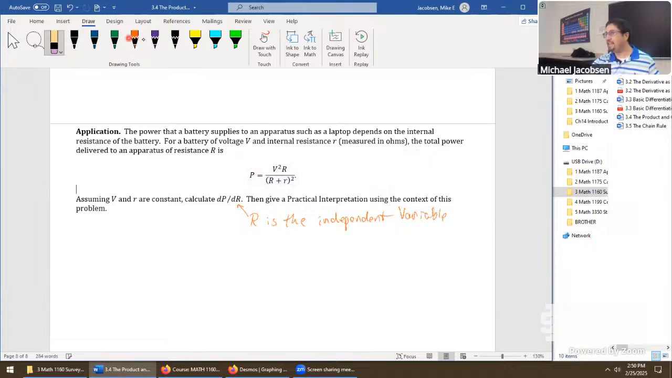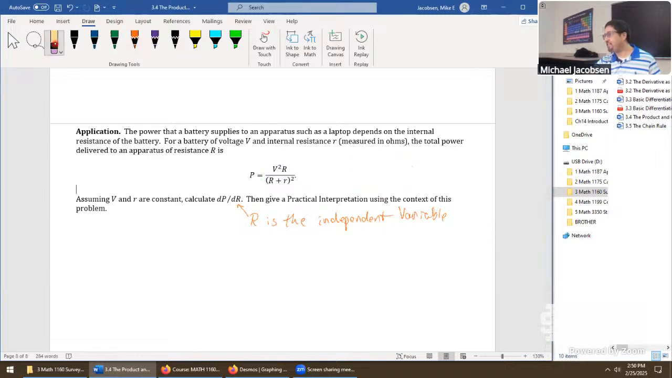It could have also been written in as P of R equals, and then just copying that whole thing on the right-hand side. This is nice because it's telling you immediately through function notation, the variable P is the dependent variable, R is the independent variable.